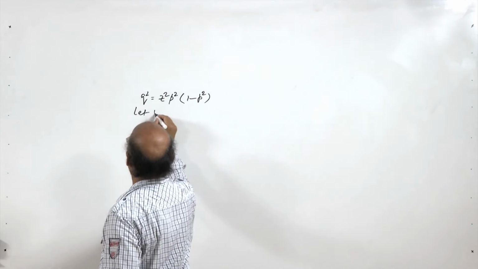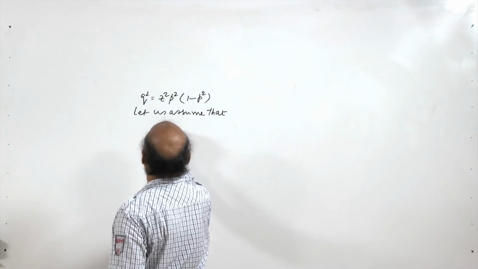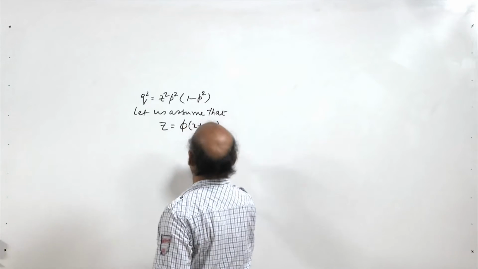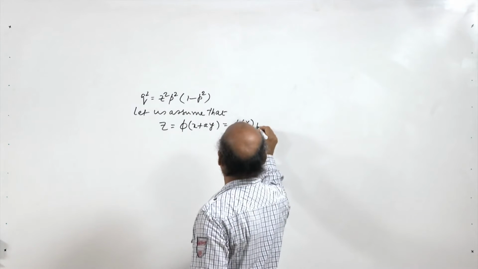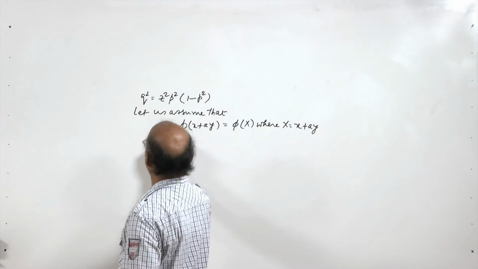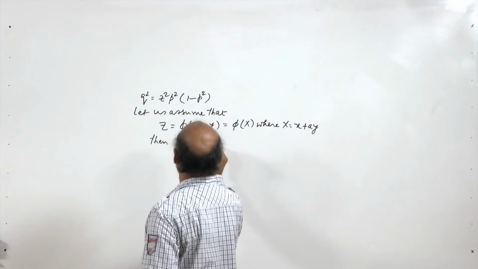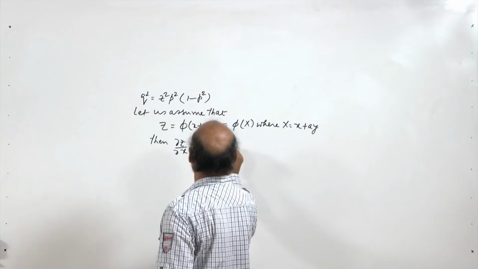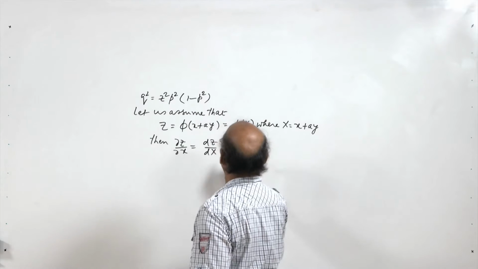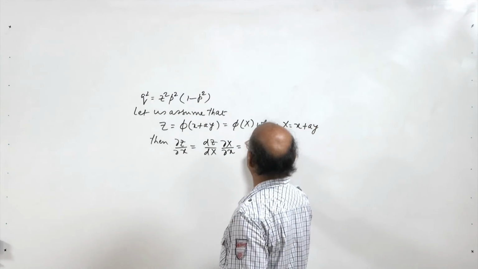Let us assume that z = phi(x + ay), which is equal to phi(X), where X is equal to x + ay. Then, as we have seen in the article, delta z by delta x will be equal to dz/dX into delta X by delta x, and when we differentiate X with respect to x, delta X by delta x is equal to 1, so we get dz/dX.